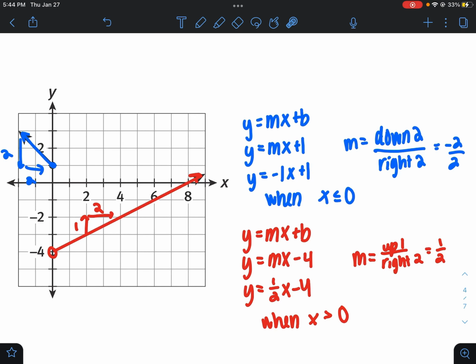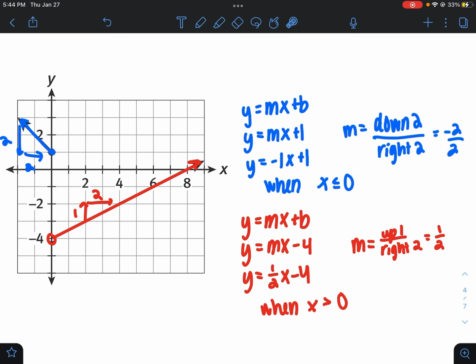Then we have to figure out, when does this start? Well, we have our point at x is equal to 0, and it is a closed circle, so that is included at 0. And since our arrow is pointing to the left, it is x is less than or equal to 0. Then we cover up the blue function. We look at the red function.